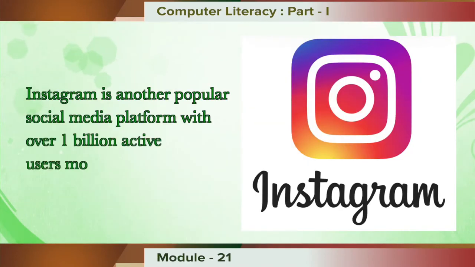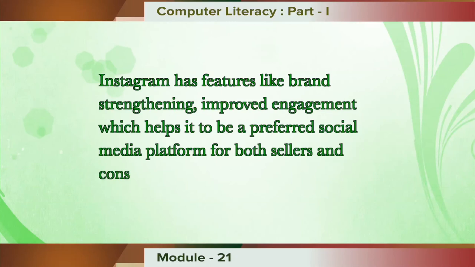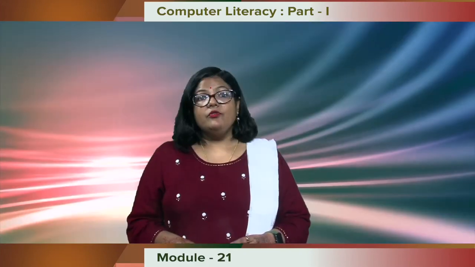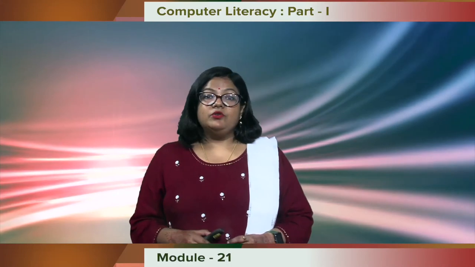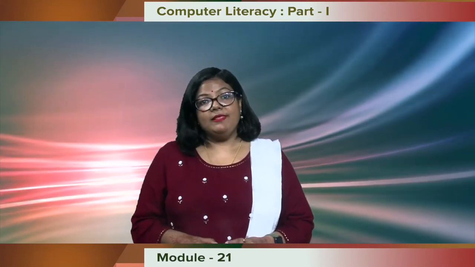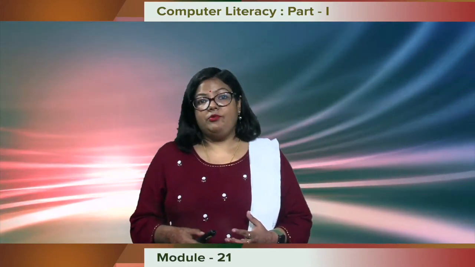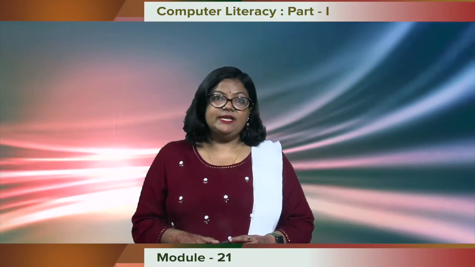Another popular digital marketing social media platform is Instagram. Instagram has over 1 billion active users monthly. Instagram has features like brand strengthening and improved engagement, which helps it to be a preferred social media platform for both the sellers and the consumers in today's world. So these were the different types of social media platforms and digital platforms that can be used for marketing our goods and services using computers and the internet in the digital age.